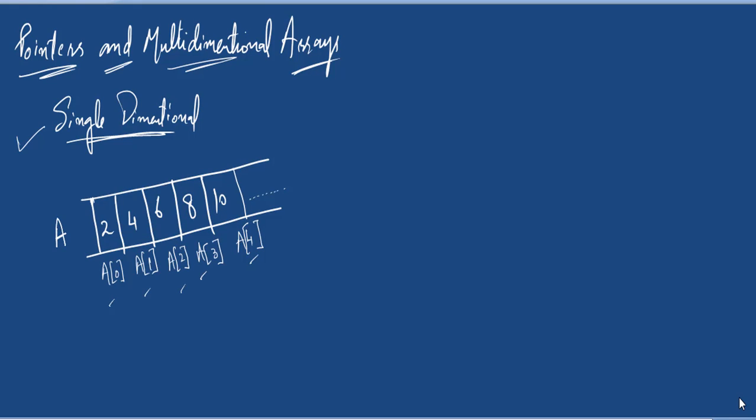Welcome to part 12 of our data structure lecture series, and in this part we are going to discuss pointers and multidimensional arrays. In the past tutorial we have discussed pointers with single dimensional arrays. I am going to recall the single dimensional array here.